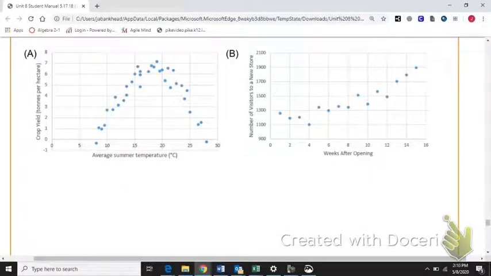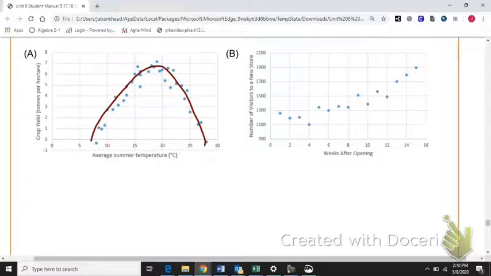In graph A, our x-axis has the average summer temperature, and our y-axis shows the crop yield. Which of our functions do you think best models this data based on the shape of the graph? Notice our graph increases. It seems to reach a peak and then decreases again. And so it seems to take on the shape of a parabola, which would make it a quadratic function.